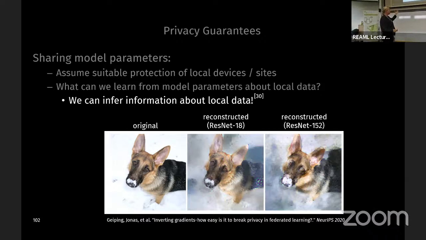This is an inversion attack. So you take a gradient and try to reconstruct the original image that was used to create this gradient.